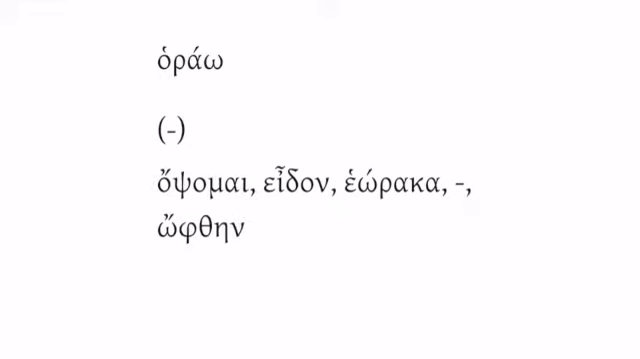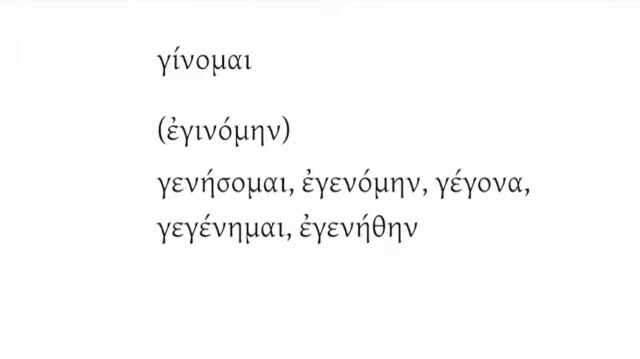Here's orao, which means I see. There's no imperfect form. Our future form is opsomai, and then our aorist is eidon. Genomai, which means I become. Genomain is our imperfect. Genesomai is our future. Genomain is going to be our aorist. And so kind of an interesting verb here.